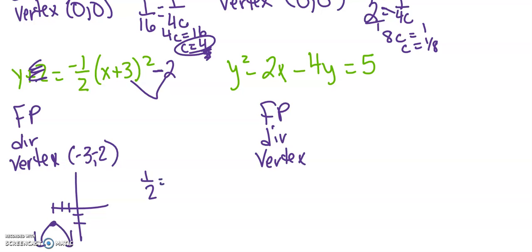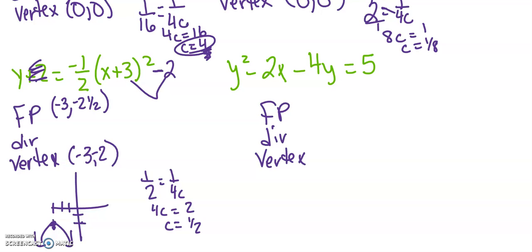If our a is 1/2, we need to know c. So cross multiply and divide, and we have a distance of 1/2. All right, now on the inside, 1/2 from -2 is our focus point. So we're at -3 on x, but we went to -2 and a 1/2 to get to the focus point.